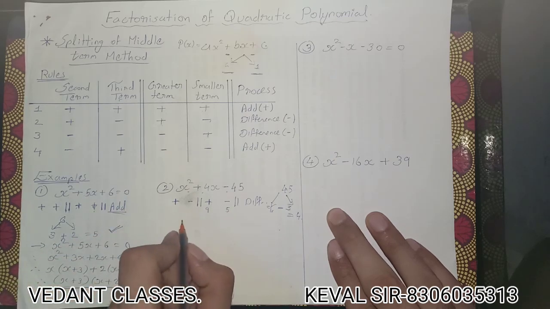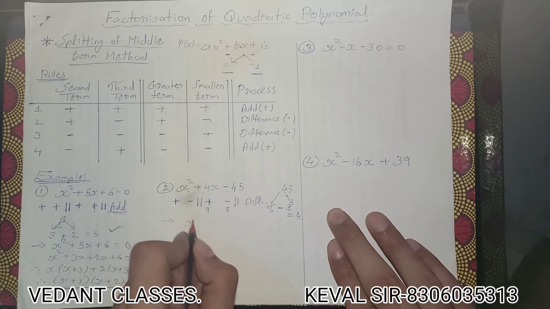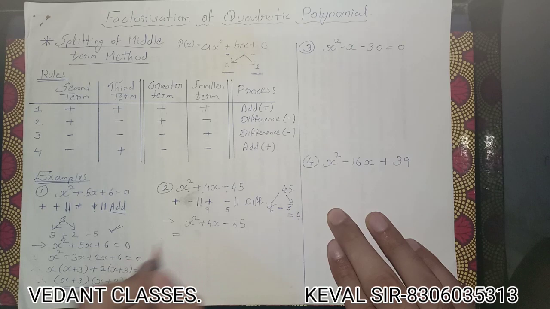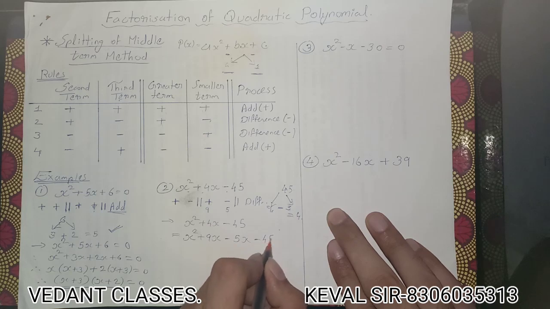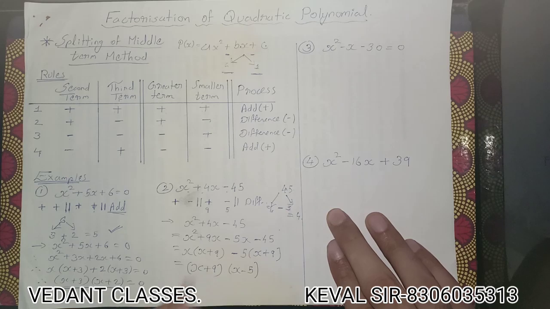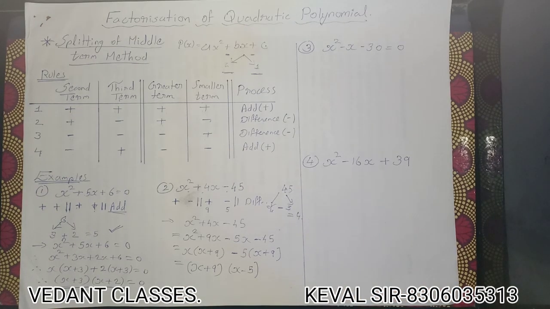Now you can write x square plus 4x minus 45 as x square plus 9x minus 5x minus 45. Now take x common from the first two, so x plus 9. You can take minus 5 common from the last two, so this will be x plus 9. So our factors in this case will be x plus 9 and x minus 5. This is how you can find out the factors.